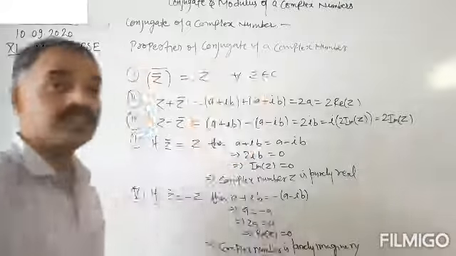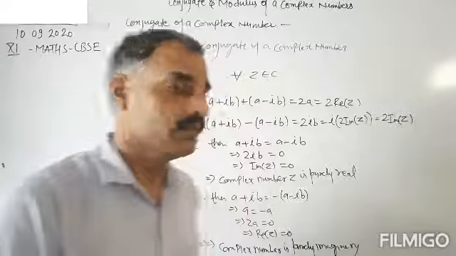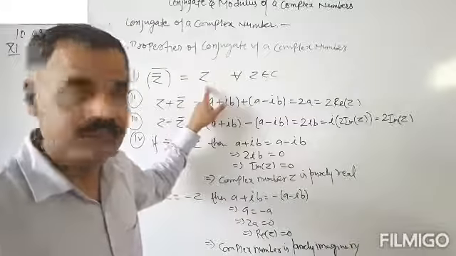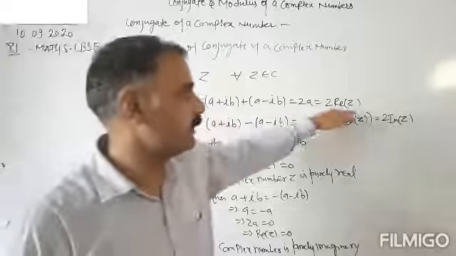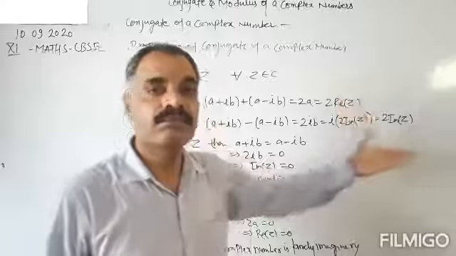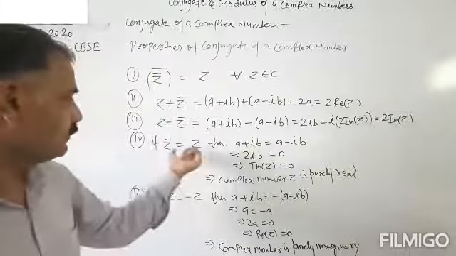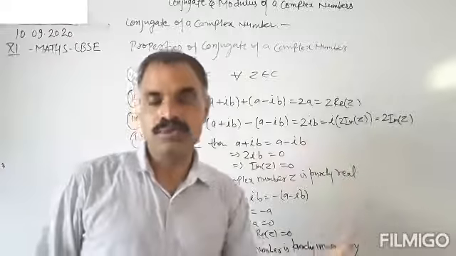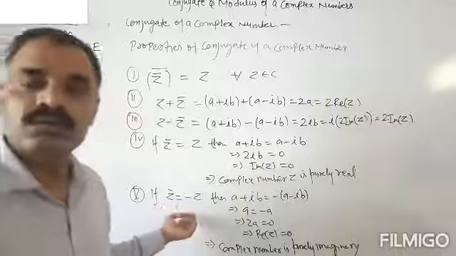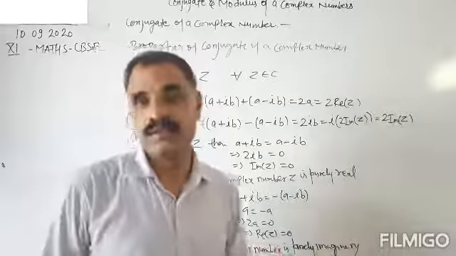So these are important conditions. These are important properties of the conjugate of a complex number. First one, the double conjugate is the complex number itself. z plus z bar equals 2 real part, and z minus z bar equals 2 iota imaginary part. If the conjugate of a complex number equals the complex number, then it is purely real. If the conjugate of a complex number equals minus the complex number, then it is a purely imaginary number.